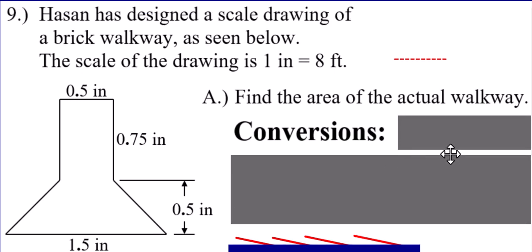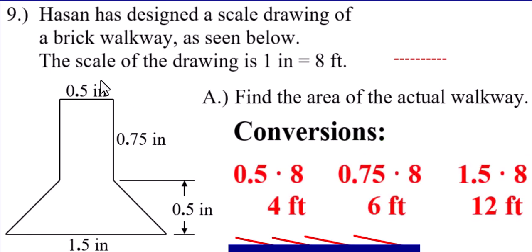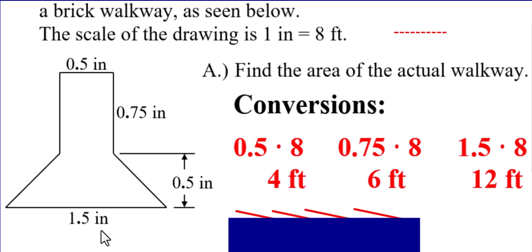Okay, have you already done part A and part B? If not, you better hit pause now. So for the conversions, we take 0.5 times 8, 0.75 times 8. We don't have to do 0.5 times 8 twice. It's going to be the same thing each time. And 1.5 times 8. So 4 feet, 6 feet, 12 feet.